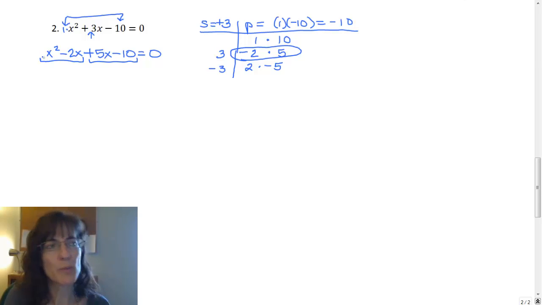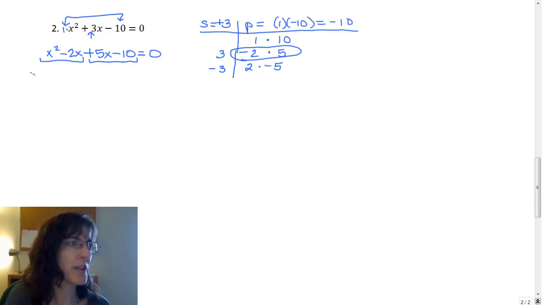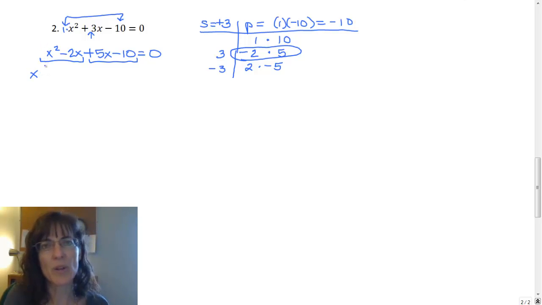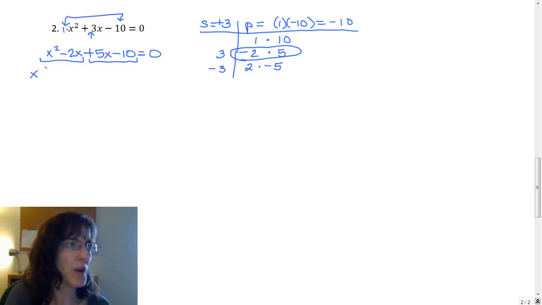First pair of terms, what can I factor out? I see I have an x on each term, so I'll factor that. There's no number part on the x squared, it's an implied 1, so there's not a number to factor out. So I have x times a quantity. X times x will give me x squared, so I put an x here. And then what do I multiply x by to get negative 2x? And the answer is going to be negative 2. So if I multiply here, I get the x squared. If I multiply here, I get the negative 2x.